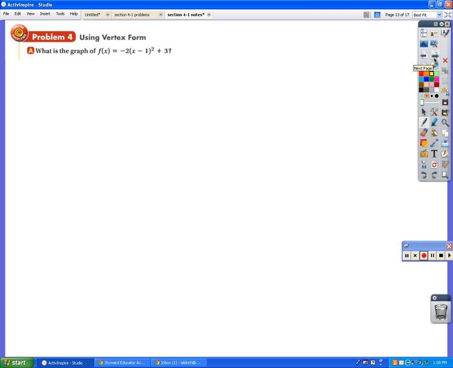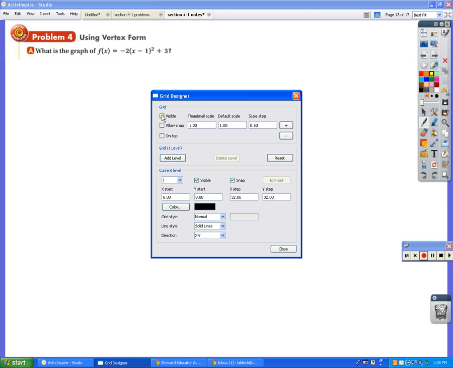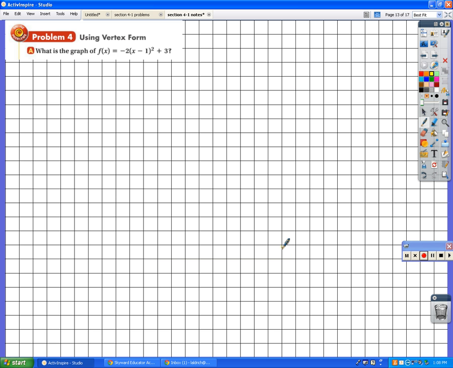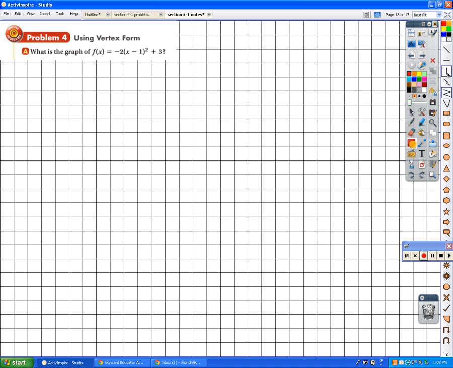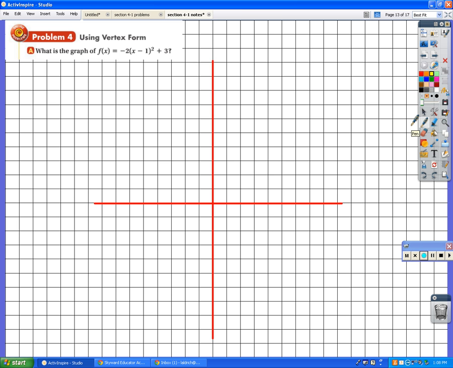All right? So now let's make this into a graph. And let's try and do it without making a table. So we are going to start by finding the vertex.